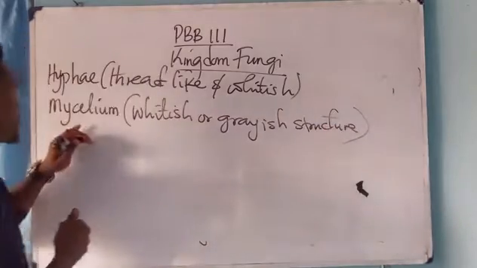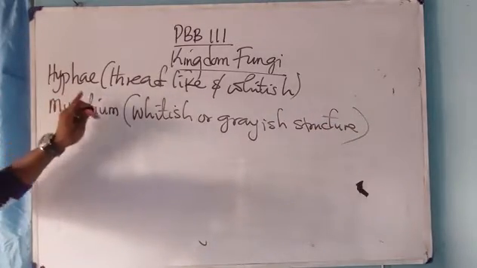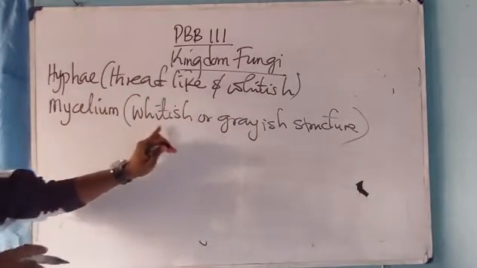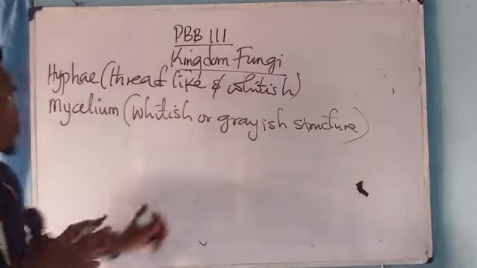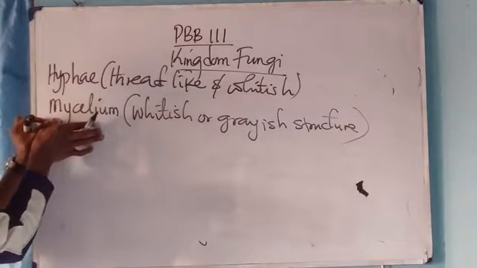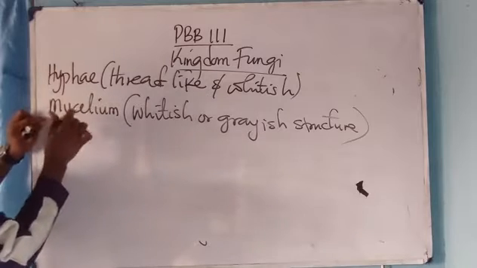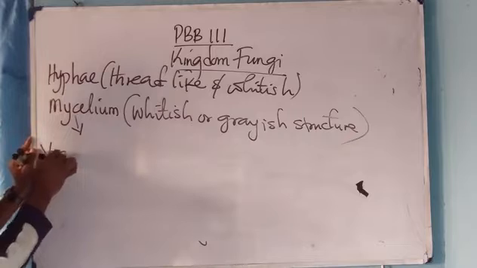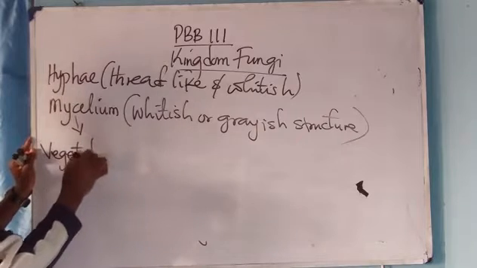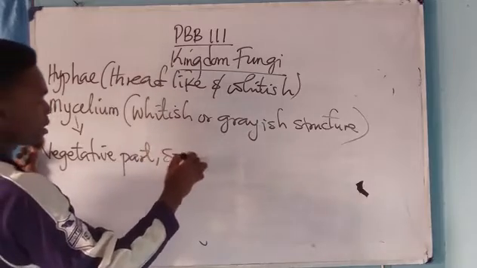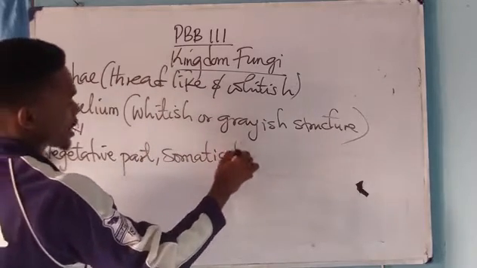Please don't mistake mycelium for hyphae. Hyphae are thread-like and whitish. These ones are whitish or grayish in color. Take note of that. I said clusters of hyphae will produce the mycelium. Now, mycelium is called the vegetative part, or the somatic thallus.